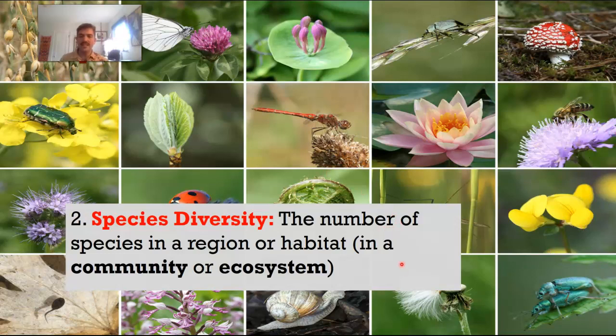Okay, and species diversity is the number of species in a region or habitat, in a community or ecosystem. So if we were going to go take a study on this, we would go and take random traps, and we would see all the different species that we found. And the number of different types is how diverse it is.